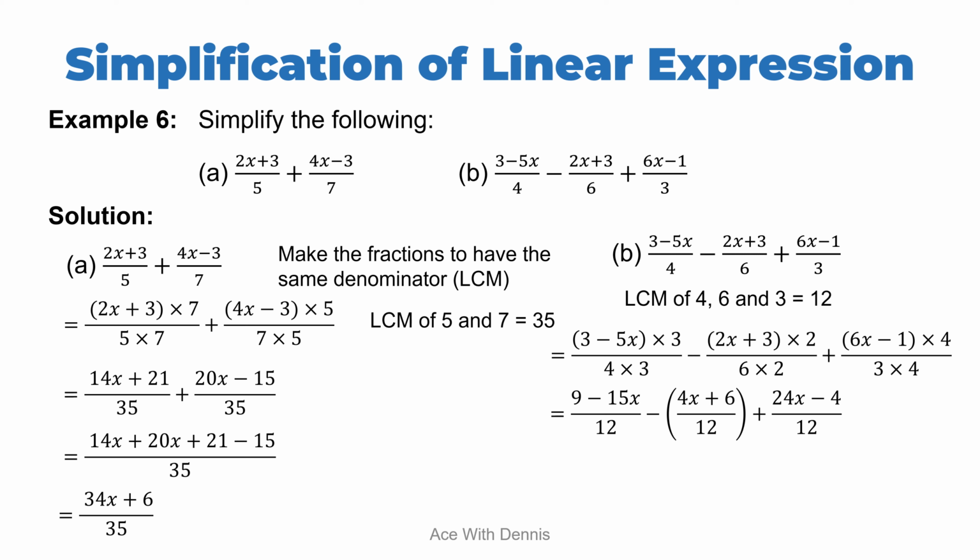And then expand the brackets for the numerators, we get 9 minus 15x over 12 minus the bracket 4x plus 6 over 12 plus 24x minus 4 over 12. So expand and rearrange the like terms together. We have minus 15x minus 4x plus 24x plus 9 minus 6 minus 4 over 12. And the answer is 5x minus 1 over 12.